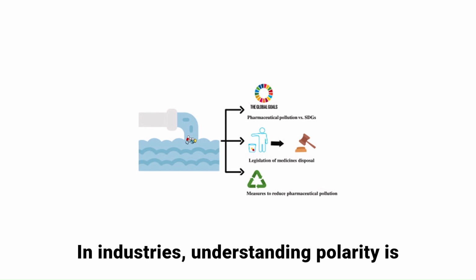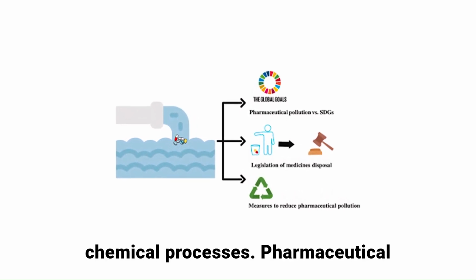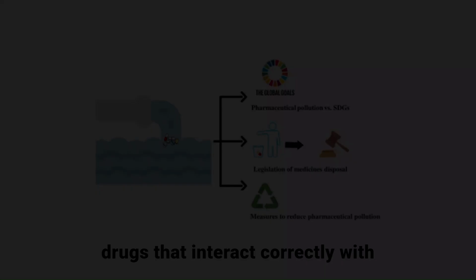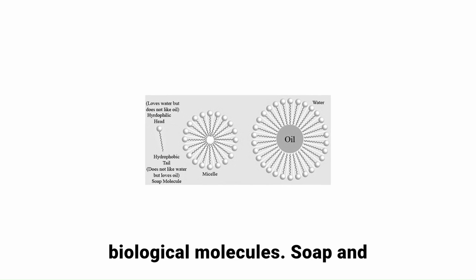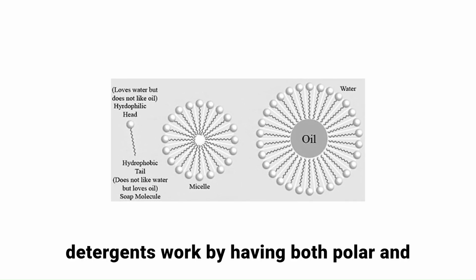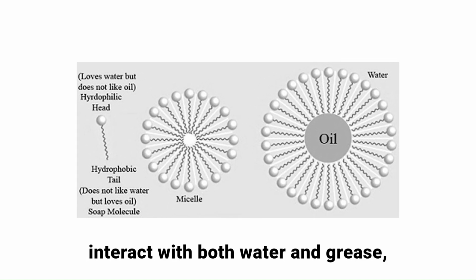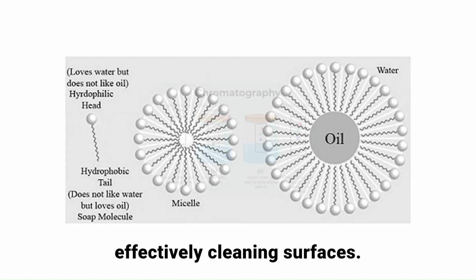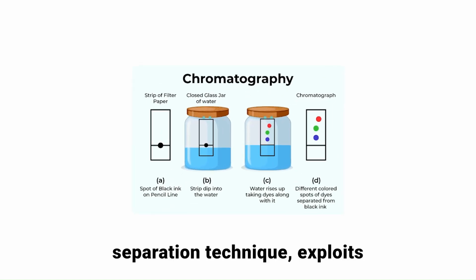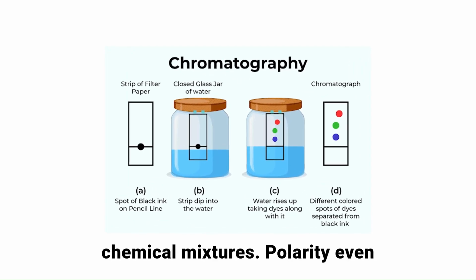In industries, understanding polarity is essential for designing effective chemical processes. Pharmaceutical companies rely on polarity to develop drugs that interact correctly with biological molecules. Soap and detergents work by having both polar and nonpolar regions, allowing them to interact with both water and grease, effectively cleaning surfaces. Similarly, chromatography, a key separation technique, exploits differences in polarity to separate chemical mixtures.